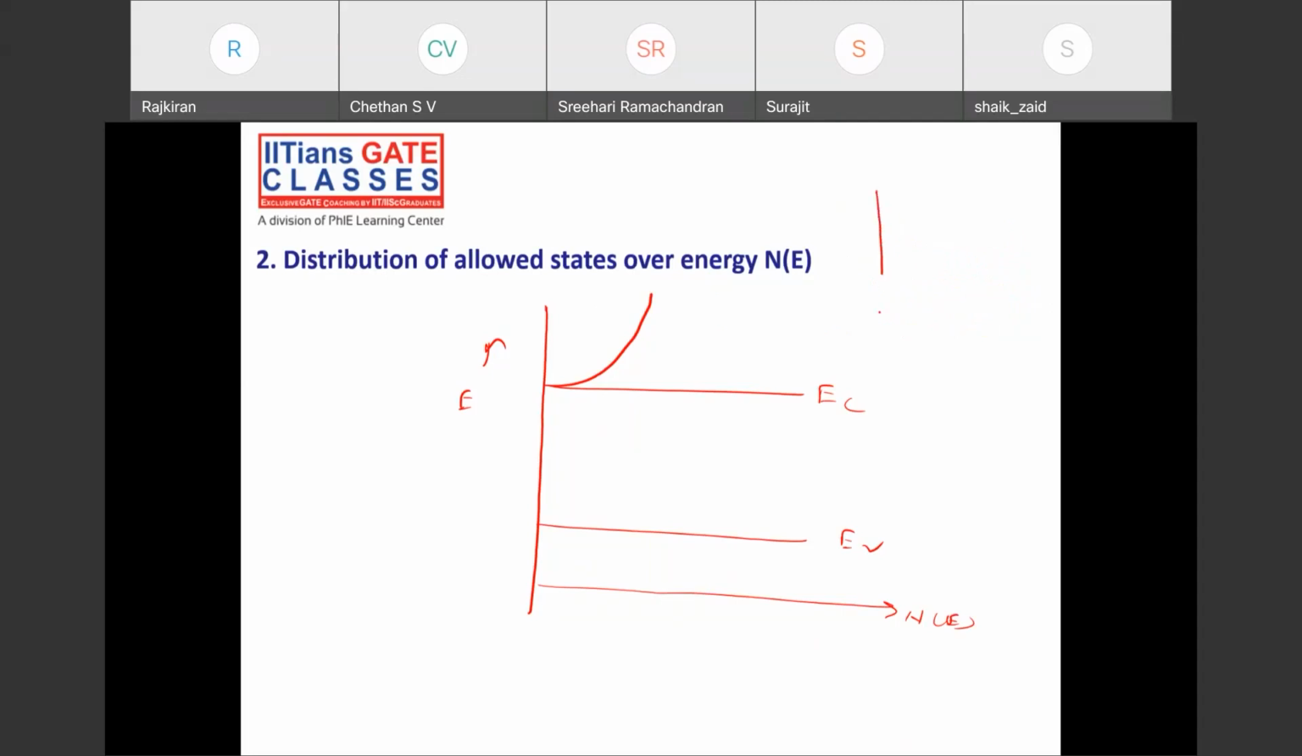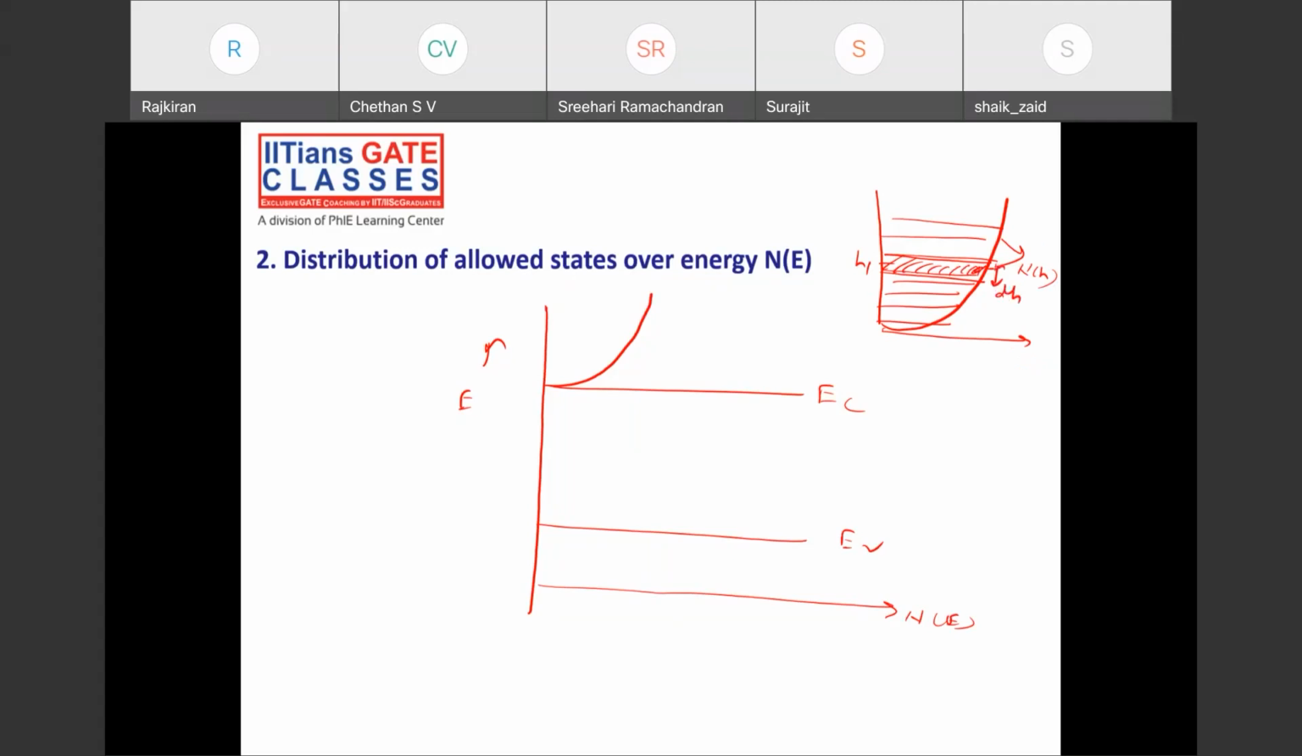Suppose the beaker is like this, and water is filled like this. At this height h1, this curve is the distribution, nothing but my N(h). Clear, guys? So I want to find out at this height h1, how much water is there between dh? This is my small dh.